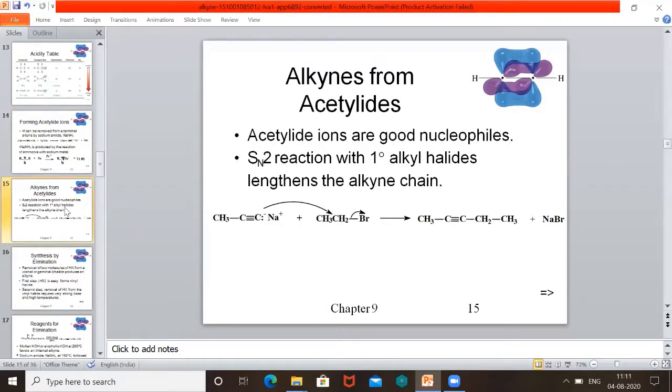Then alkynes can be prepared from acetylides. This is an acetylide salt. When it reacts with ethyl bromide, you get this compound, that means 2-pentyne. So this is another method of preparation, not industrial. So when acetylide ions react with alkyl halides, alkynes are obtained.